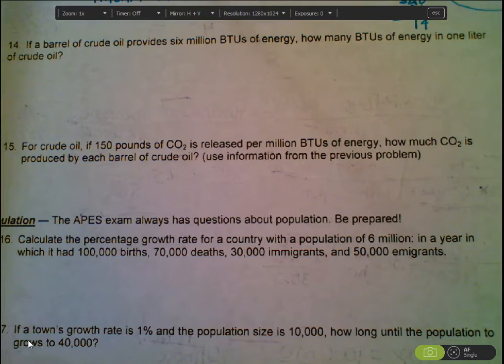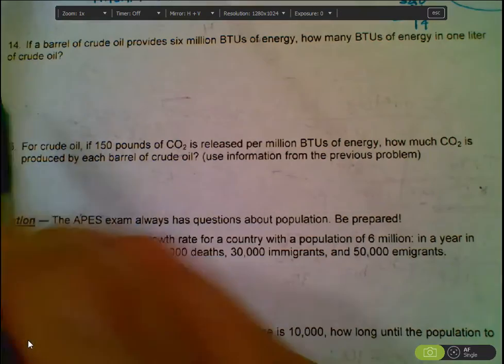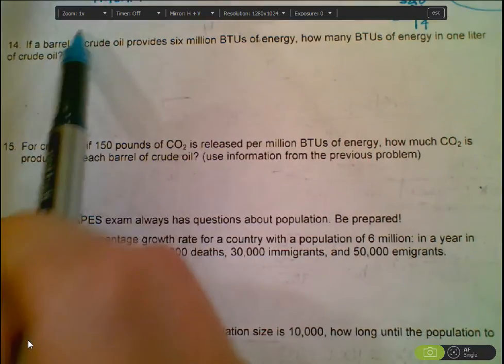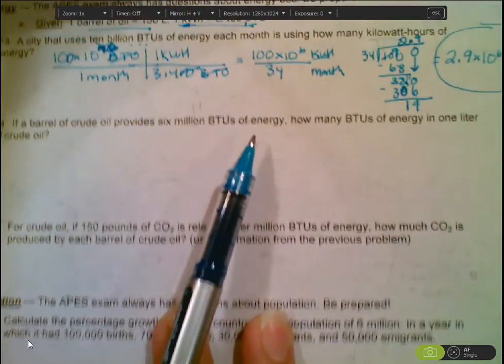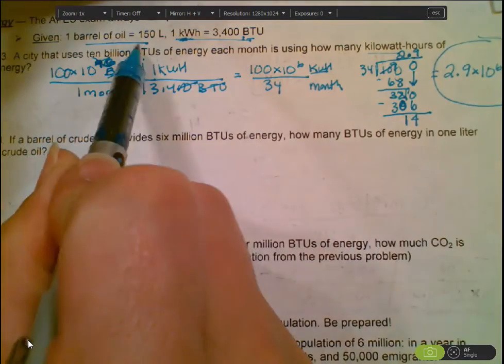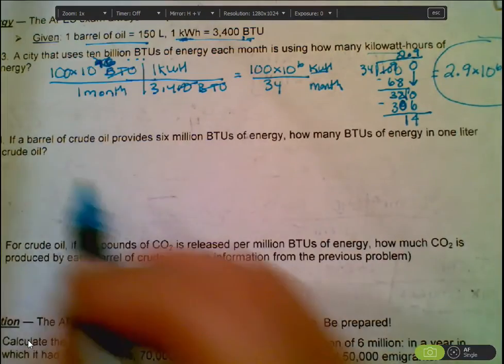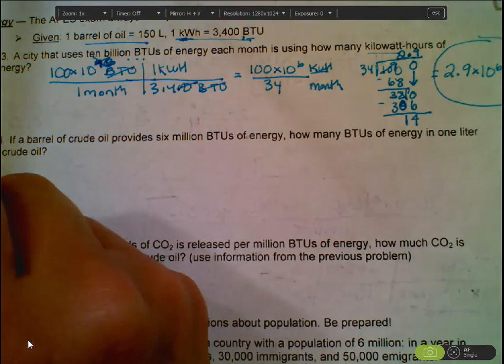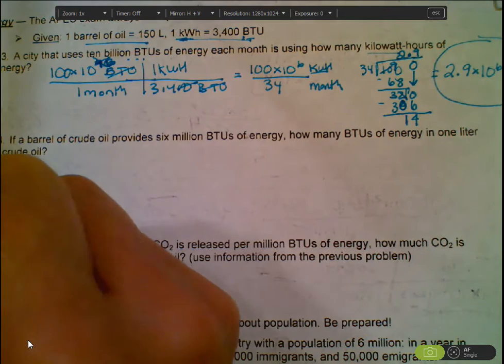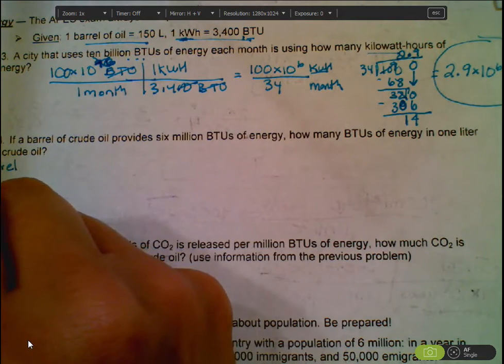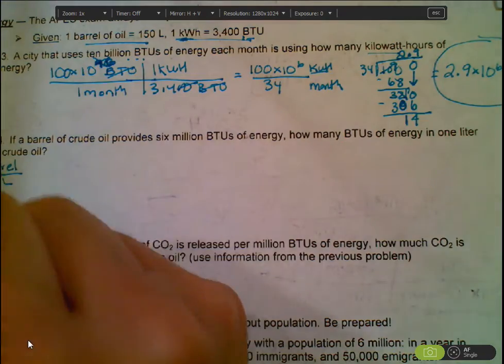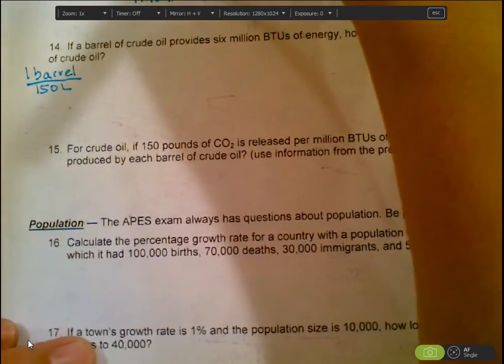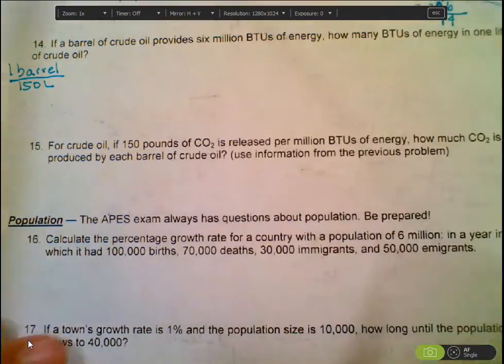Okay, number 14. It's asking if a barrel of crude oil provides 6 million BTUs of energy, how many BTUs of energy in 1 liter? 1 liter of crude oil. Well, I know up top it gave me a conversion. That 1 barrel of oil equals 150 liters. So I need that. I'm going to write that down. That 1 barrel of oil gives me 150 liters. Okay, just so I can scroll back. So I wrote it down there. Okay. There we go.